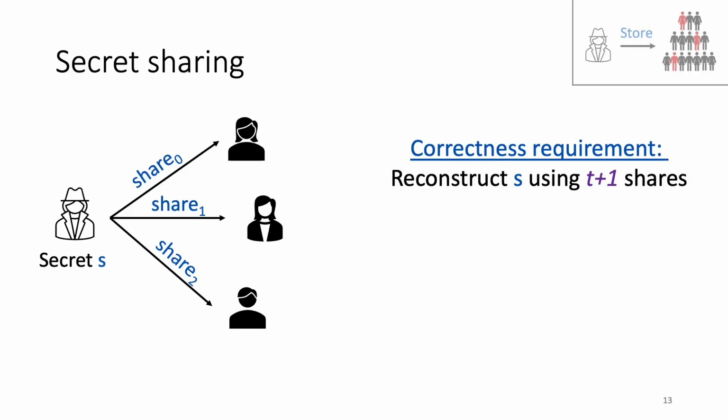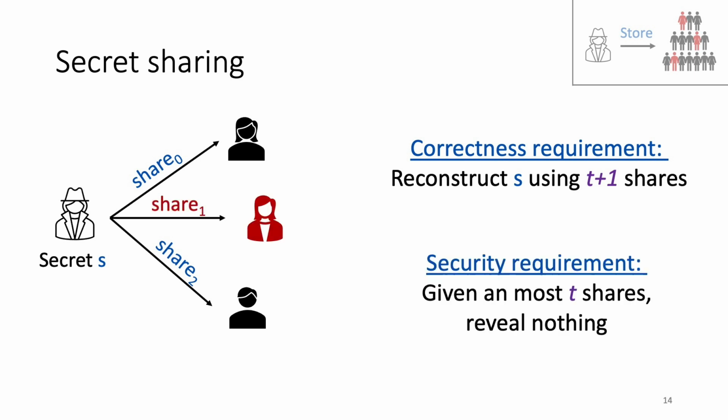For a second, forget maybe a little bit about the dynamic proactive part. Let's just focus on the secret sharing. A secret sharing will allow our journalists to secret share the secret to a set of miners. And then we need the requirement that given T+1 shares, anyone can reconstruct the secret, but given at most T shares, these shares reveal nothing about the secret.